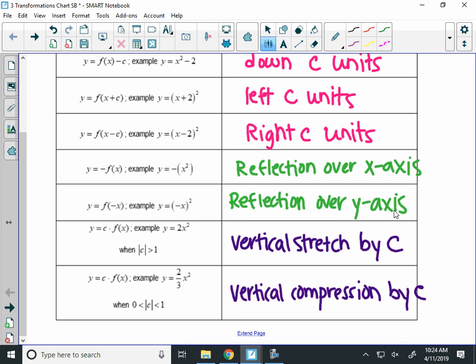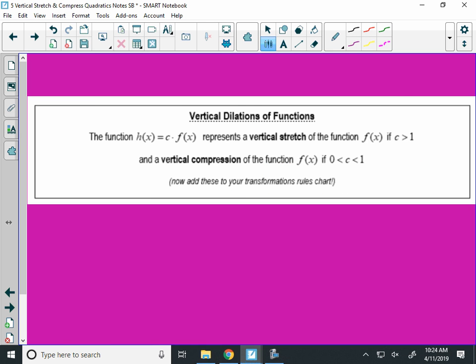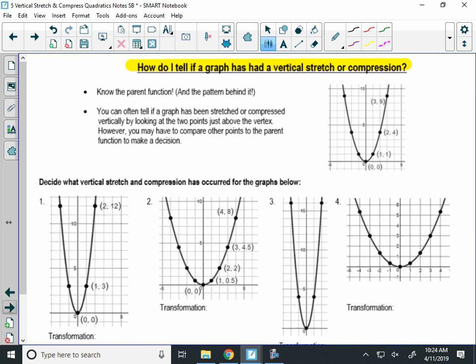All right, so let's go back to our notes. Let's flip to the back and look at some pictures of graphs here. What we're going to do right now is decide by looking at a graph whether or not it has vertically stretched or compressed. The big thing to know is that the word vertical means up or down. So that means we're dealing with the y values here. Whether your graph's y values got farther apart or closer together.